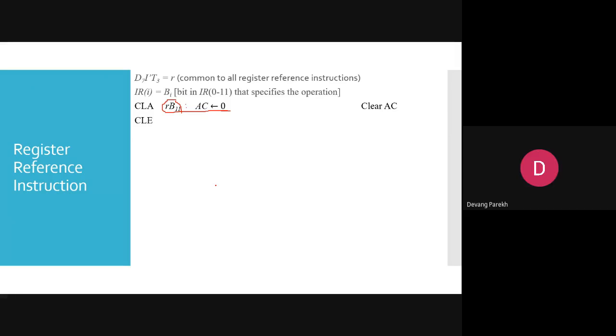RB10. Perfect. CLE means what we are supposed to do. Clear E. So can I say E equals 0? I need to assign E to be 0. Is it fine? Yes, sir. Next instruction, CMA, at what time can I say RB9? What we want to perform? Complement accumulator. How can we complement the accumulator? AC equals AC complement. Yes or no?